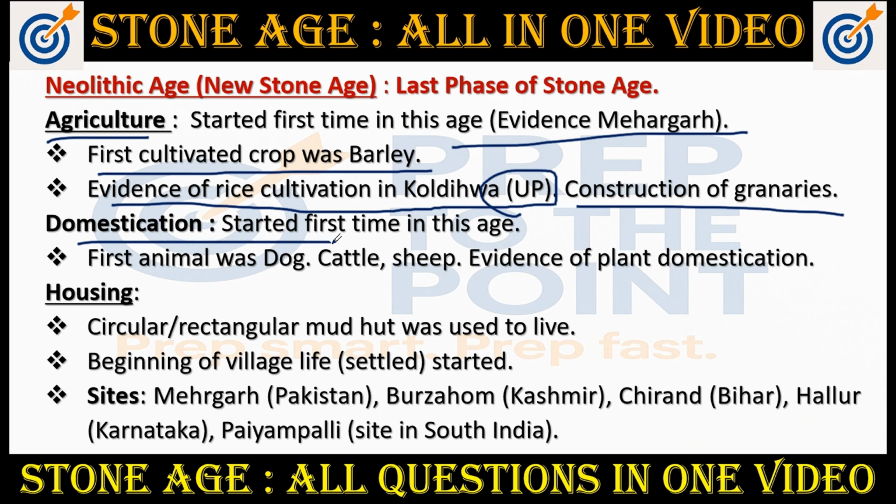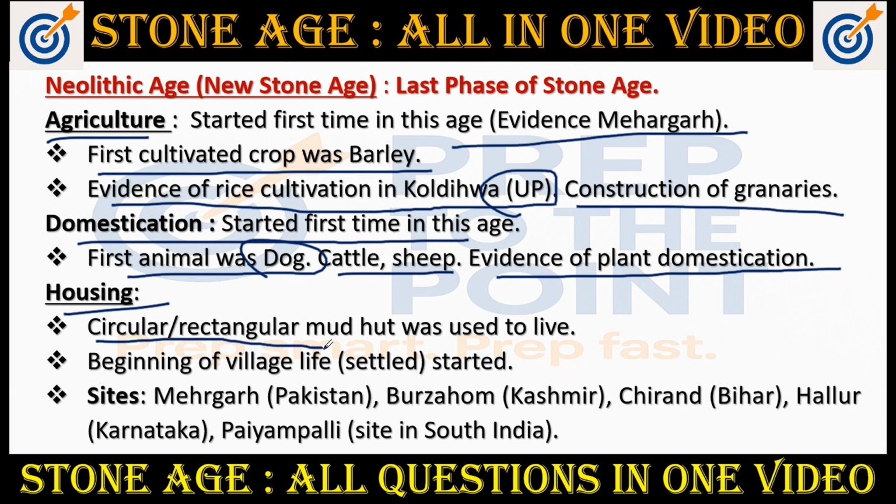Domestication also started for the first time in this age. The first animal which was domesticated was a dog. Cattle and sheep were also domesticated. Evidence of plant domestication was also found. Housing: circular or rectangular mud huts were used to live in. Beginning of village life, that is settled life, started in this age.